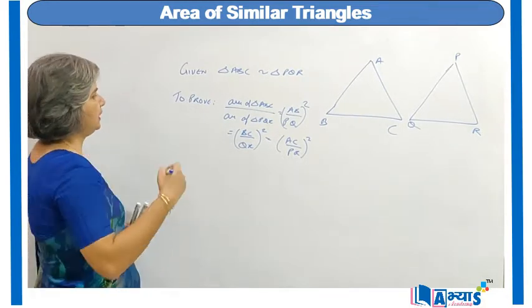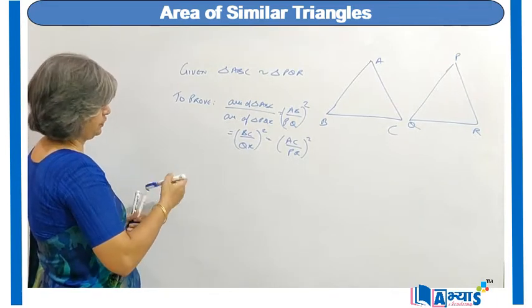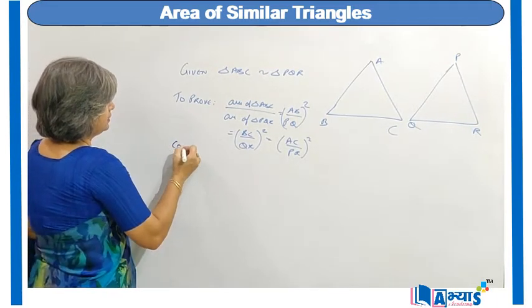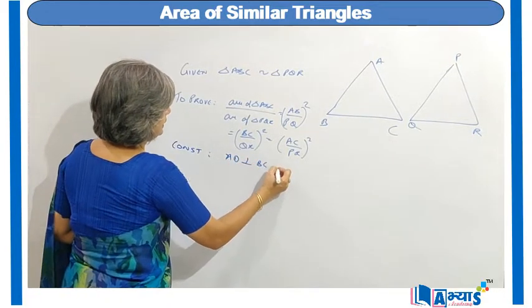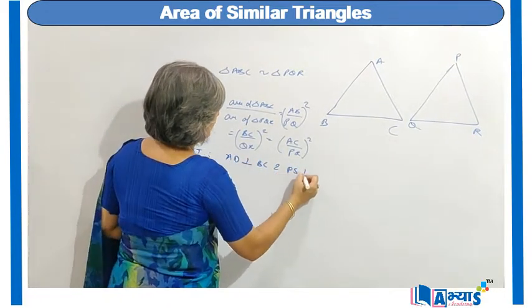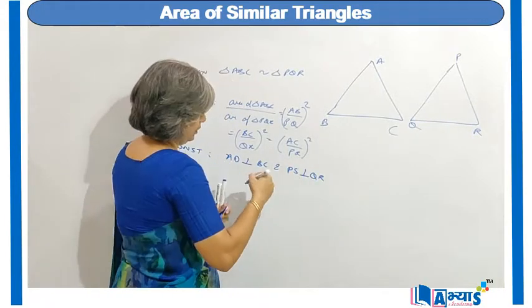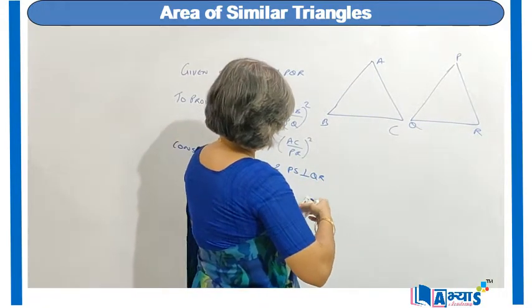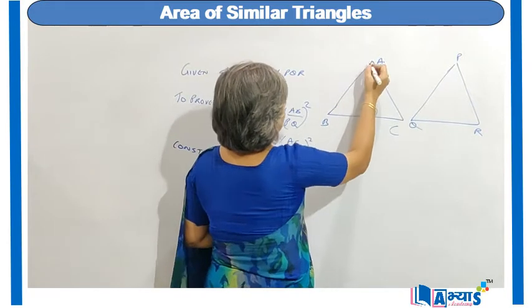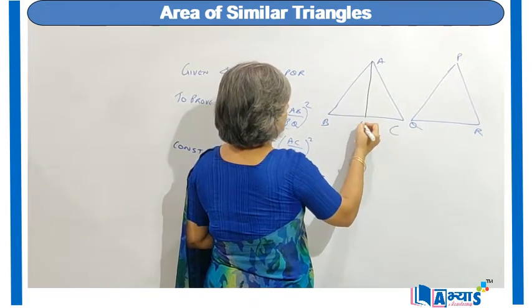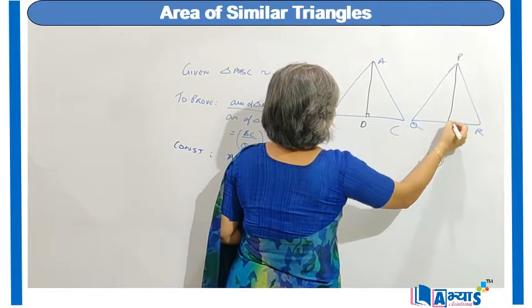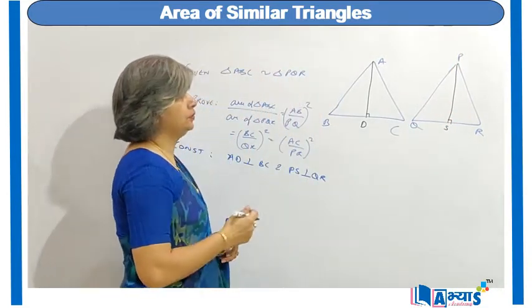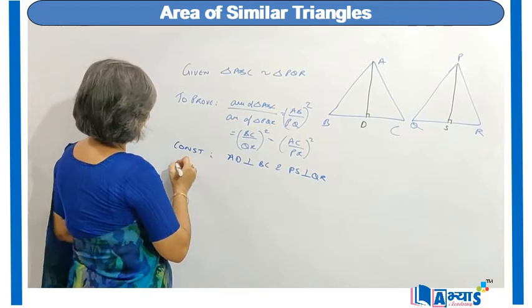So for this, we will have to do some construction. Let us construct AD perpendicular to BC and PS perpendicular to QR. Now we are making some construction. That means we are drawing two perpendiculars. We are taking AD perpendicular to BC and PS perpendicular to QR. So now the proof is.